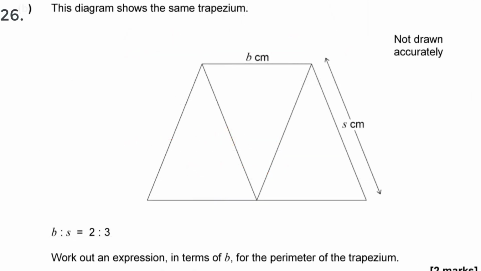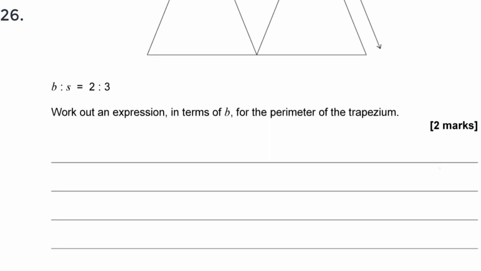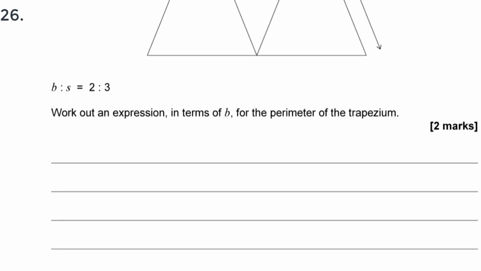This diagram shows the same trapezium, and now we're told that this side here is S, and that the ratio of B to S is 2 to 3. And now we need to work out the perimeter of the shape in terms of just B. So we need to express S in terms of B, basically. So if B to S is 2 to 3, then S is going to be, well, you're going to take B and you're going to divide it by 2 and times it by 3. So it's going to be 3B over 2. Okay, so S is 3B over 2.